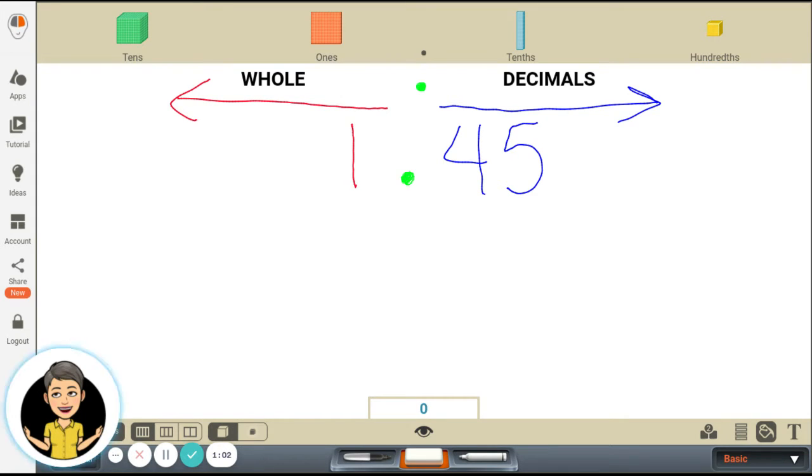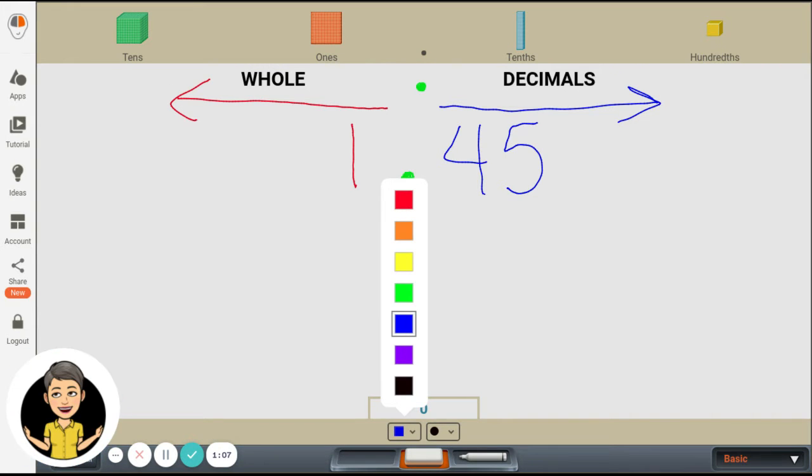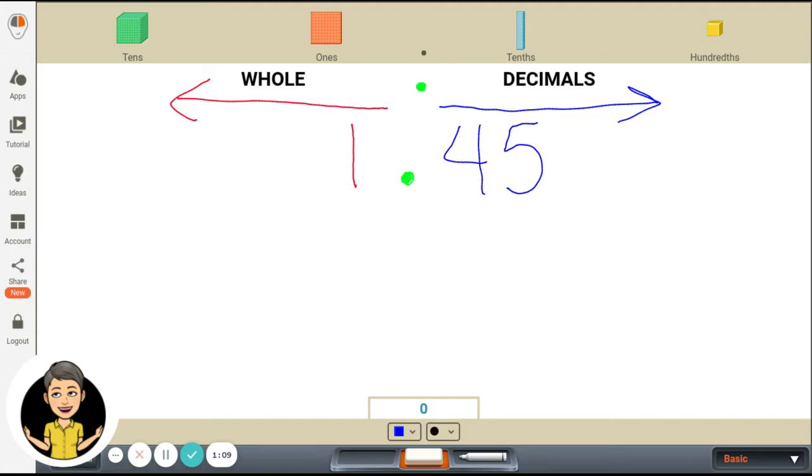So on this side of this number, we have the decimals or the fractions of the whole, and on the left side we have the whole numbers.